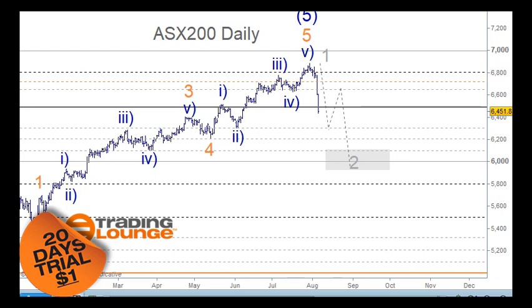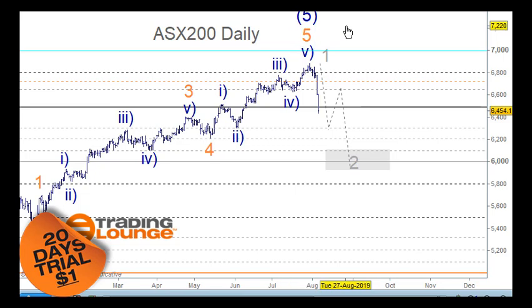Because of the sharp move down, we need to look at it in two different ways. We can look at it from wave 4 to wave 5 being completed now, with 1 and 2 here, and 1, 2, 3, 4, 5 here for the third wave, the fourth wave, and 1 and 2 and 3 and 4 and 5 here for the fifth wave of the fifth wave. So we can have a top in place.